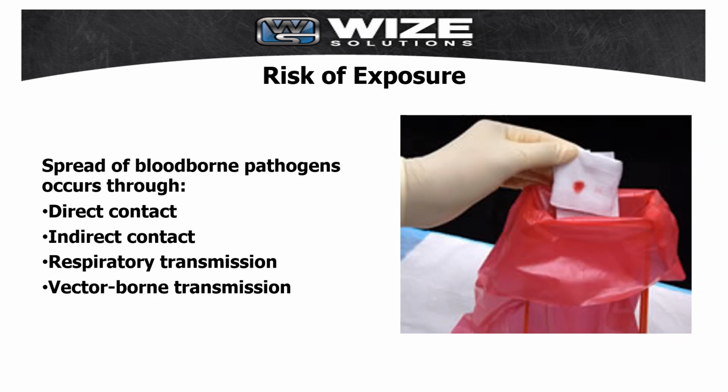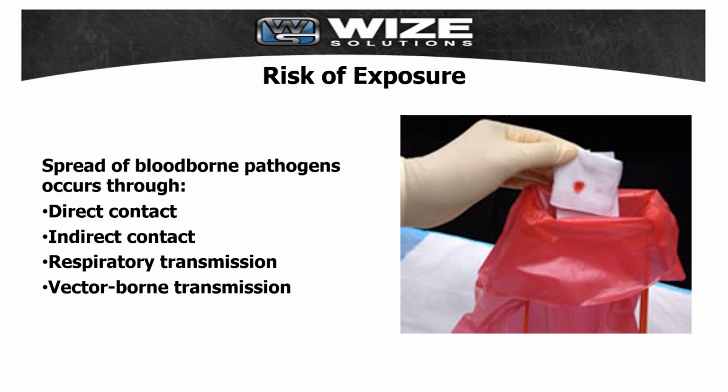Spread of bloodborne pathogens, primarily through direct contact. Infected blood or body fluid, mucus, from one person is transferred directly to another person. Indirect contact. A person touches an object that contains the blood or body fluid of an infected person. Respiratory transmission. A person inhales respiratory droplets from an infected person through a cough or sneeze.